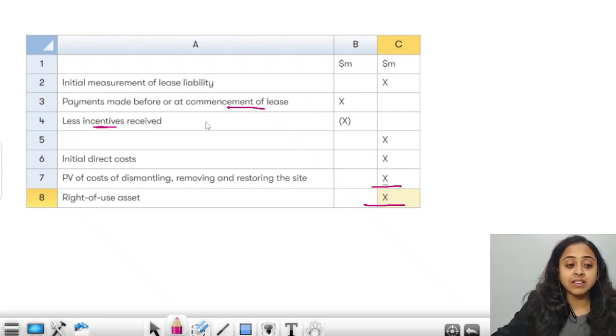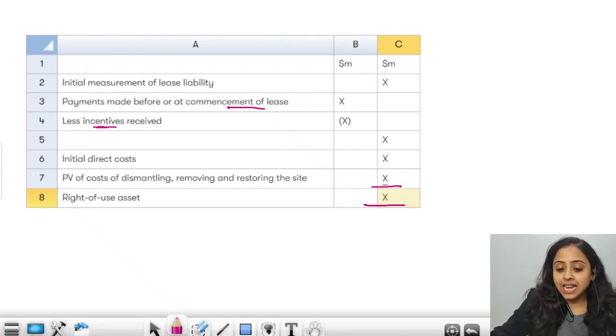Now, actually, I would say the question that would hit your mind is what exactly is lease incentive and why is it being deducted, why is it being removed, while all other expenses are being added. Now, simply understand, lease incentive is something that the lessor is paying or has paid.